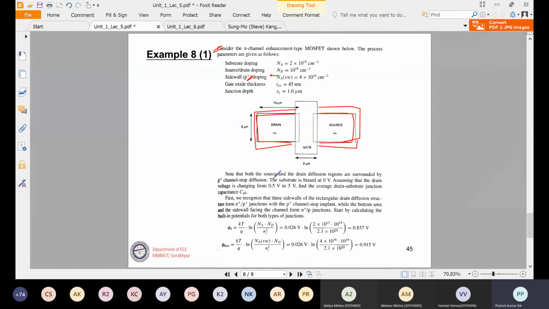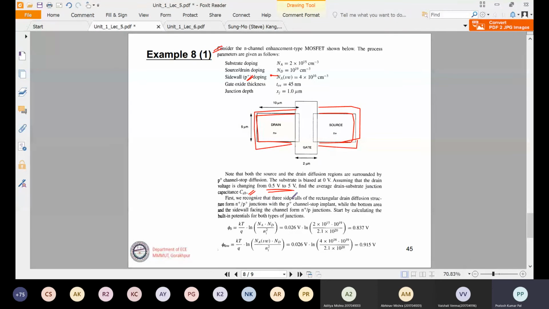Note that both the source and drain diffusion regions are surrounded by P plus channel stop diffusion. The substrate is biased at 0 volt. Assuming the drain voltage is changing from, if no change in drain voltage is given we can assume any value, say from 0.5 to 5 volt, find the average drain substrate junction capacitance. So we need to find the average drain to substrate junction capacitance.